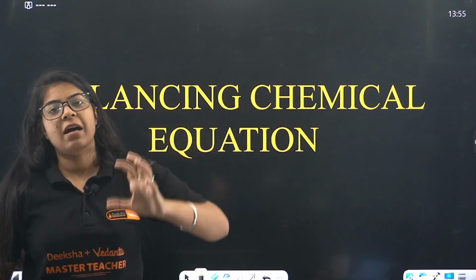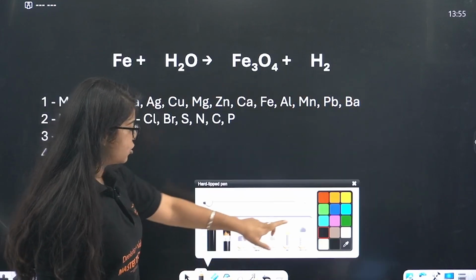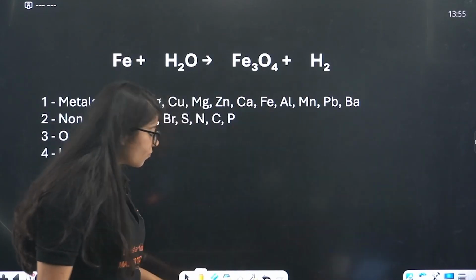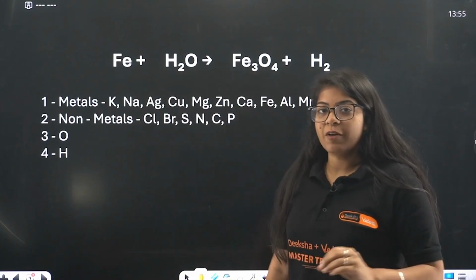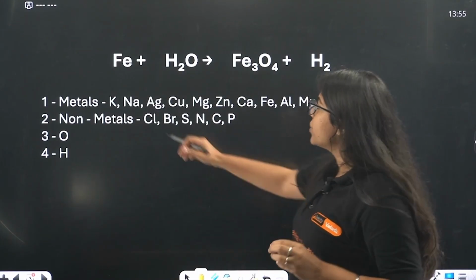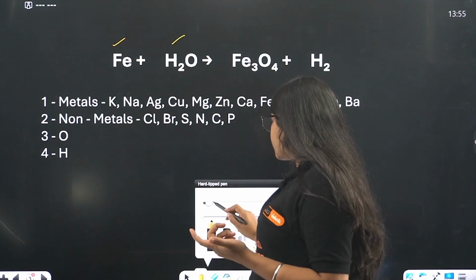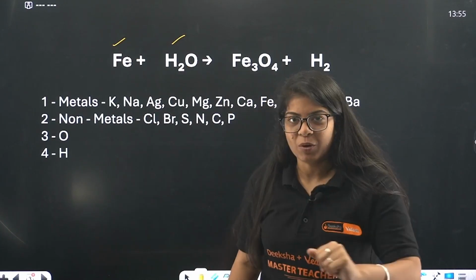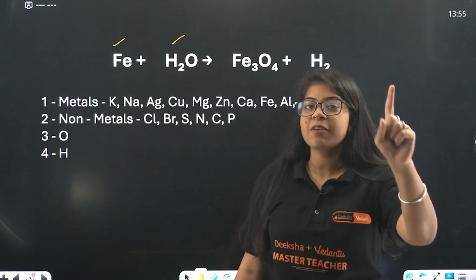The first thing, beta, while balancing, you have to remember that obviously you will have an equation, right? Now, whenever balancing an equation, the first thing you have to do is figure out which one is a metal and which one is a non-metal, and oxygen and hydrogen we are pretty clear about. Which one is metal, which one is non-metal is our first thing to do.